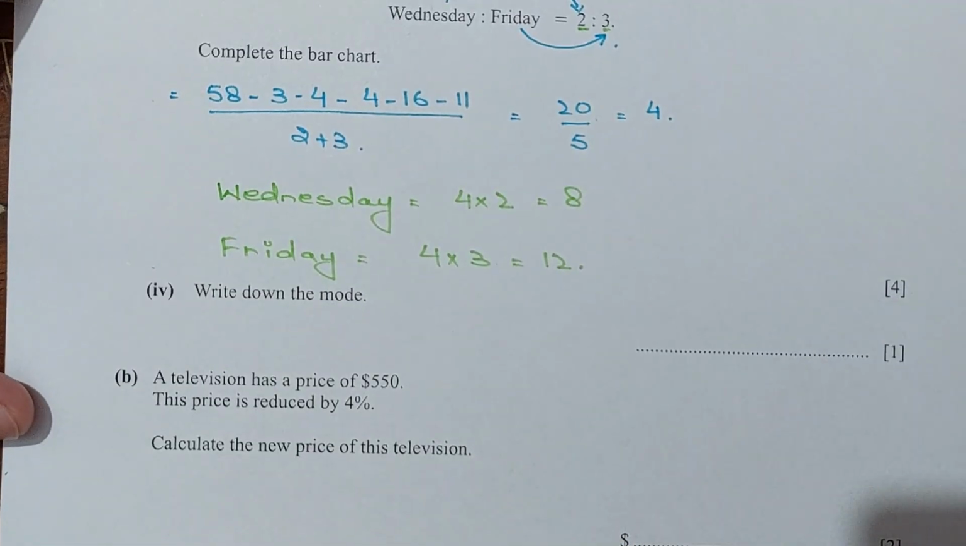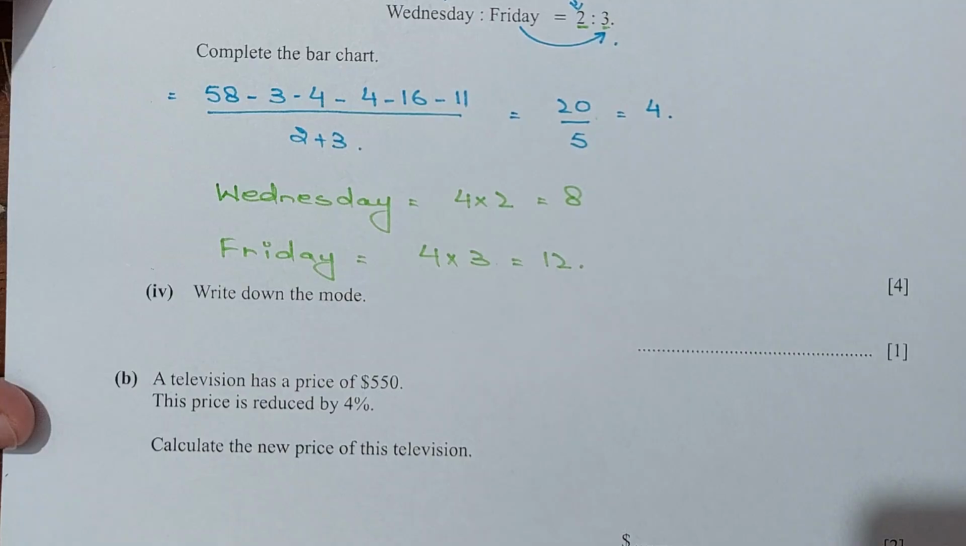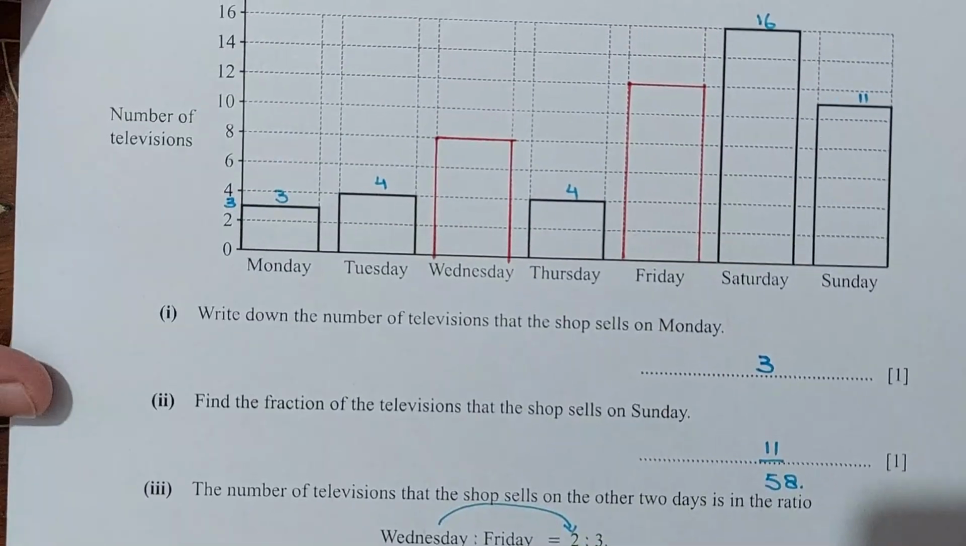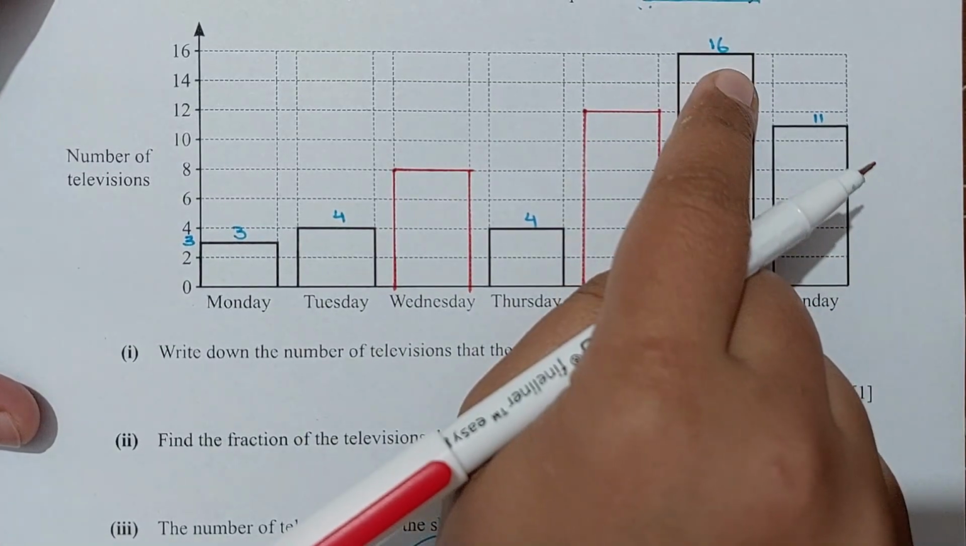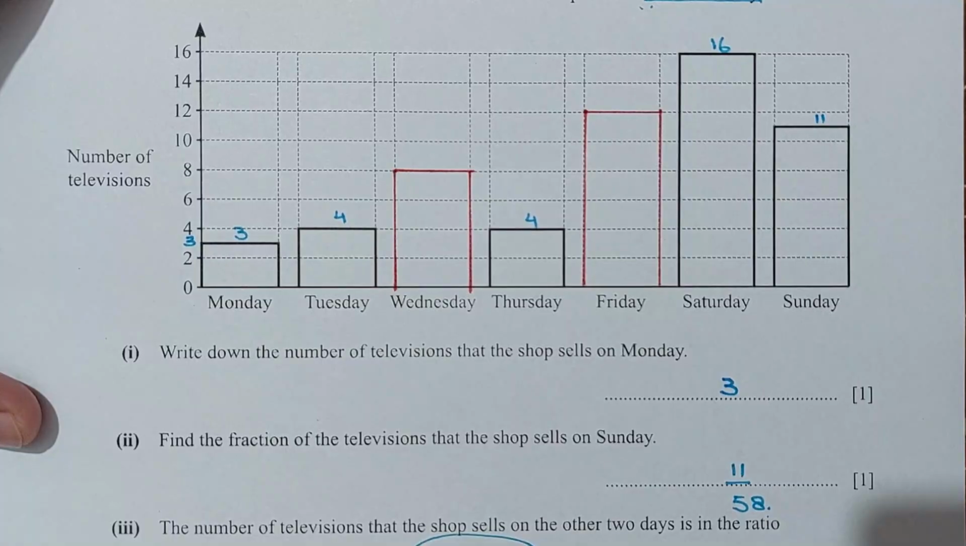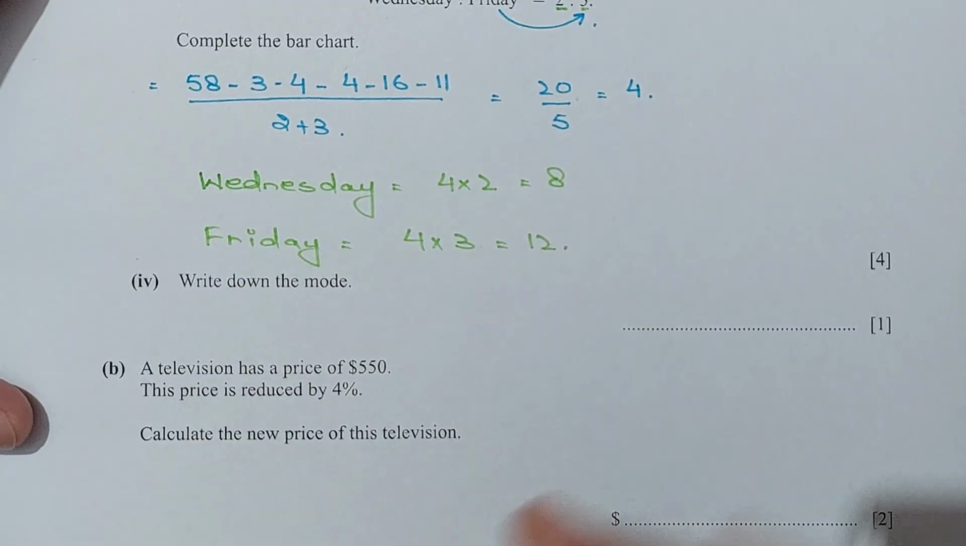Now for part 4, write down the mode. Mode is the highest frequency. Which one is the highest frequency? The highest frequency is 16, so it is on Saturday. So the mode is Saturday.